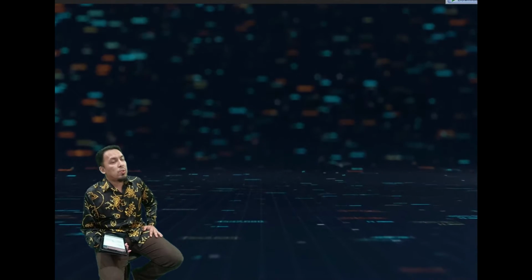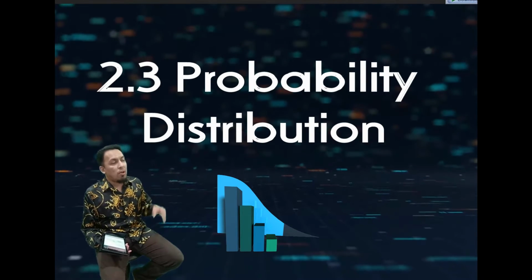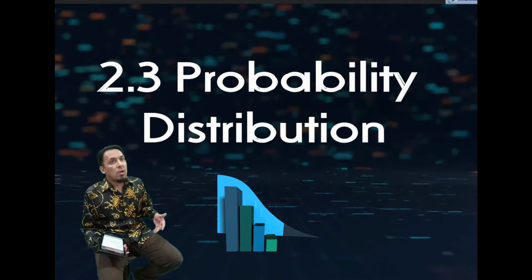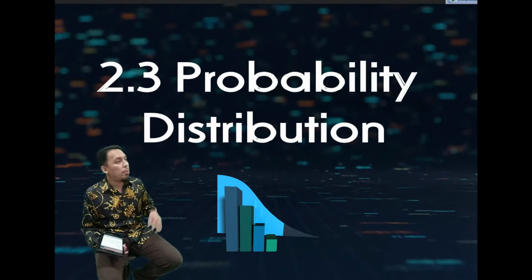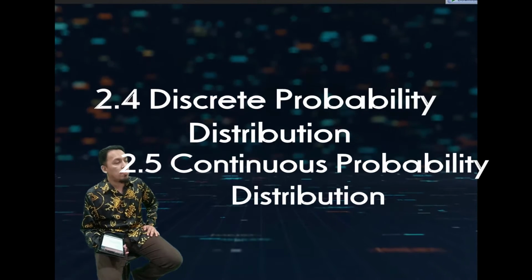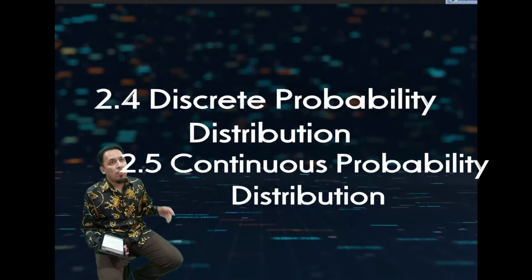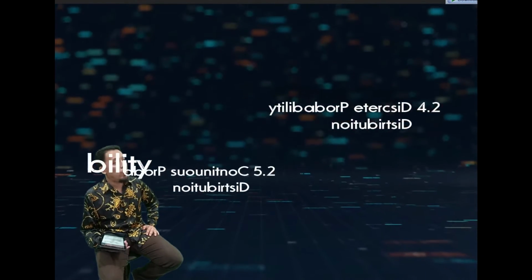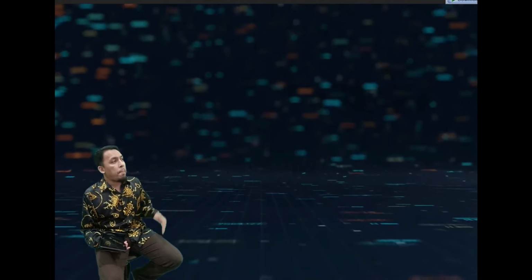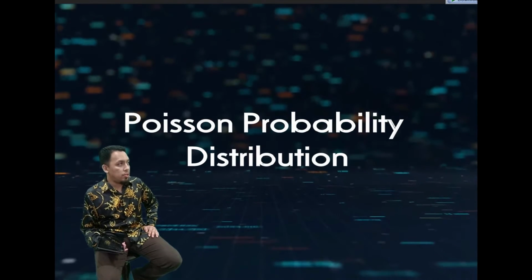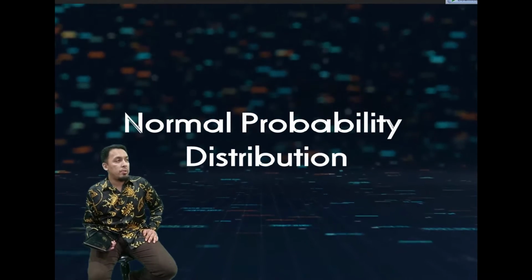Next, we are going to talk about probability distribution, which is kind of the gist of this topic. And after that, we are going to discuss further the last 2 parts in probability distribution, which are discrete probability distribution and continuous probability distribution. All in all, we have 3 kinds of probability distribution that we are going to learn later, namely binomial probability distribution, Poisson probability distribution, and normal probability distribution.